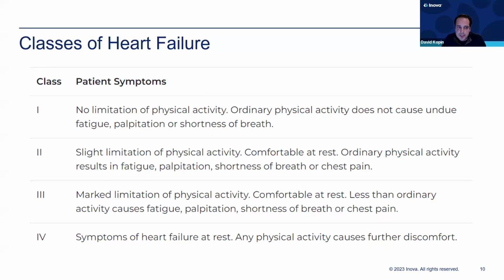Patients with class 3 heart failure will have a marked limitation of their physical activity. They will still be comfortable at rest, but usual activities, let's say day-to-day activities in the home, will cause shortness of breath. Climbing a couple stairs or walking around the home, that sort of thing will cause symptoms. And then class 4 patients have symptoms at rest, in addition to any physical activity leading to worsening of those symptoms.